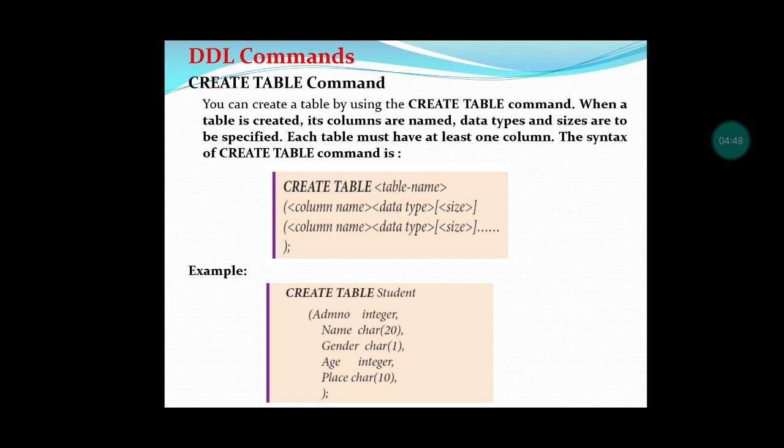Admission number is given the data type integer because in admission number only integer values will be there. And name, it contains characters because for writing your name we need alphabets, so we are using character 20. Your name should not exceed 20 characters. And gender, it is also a character. It is given as 1 because we can give gender as M for male and F for female.